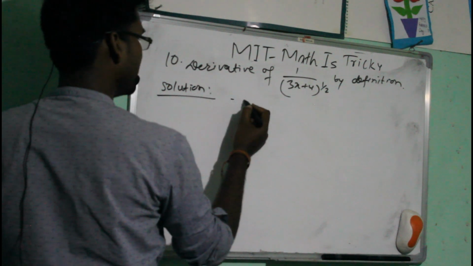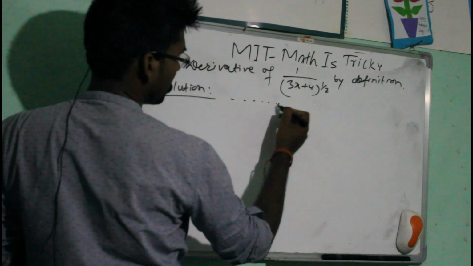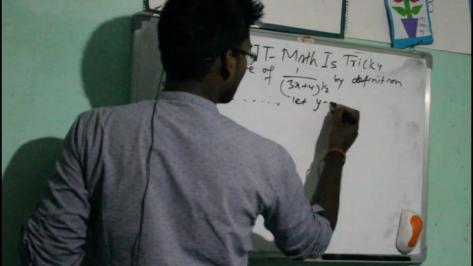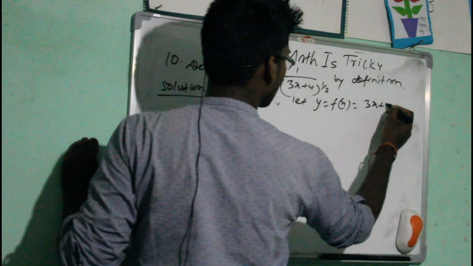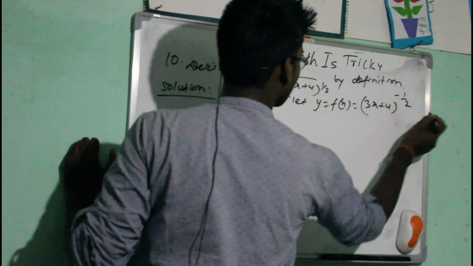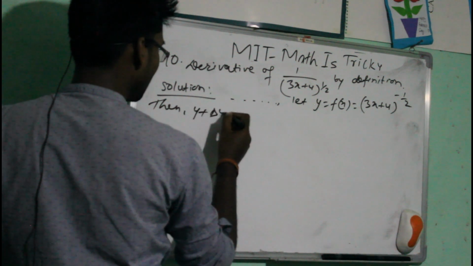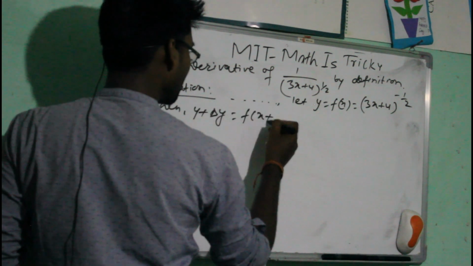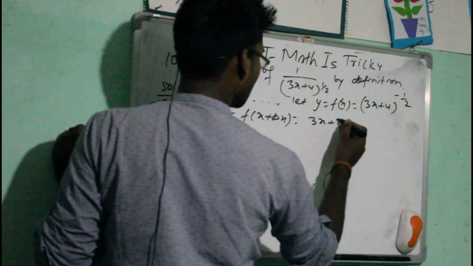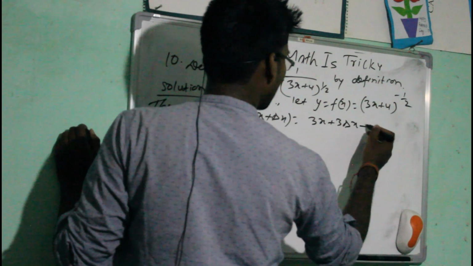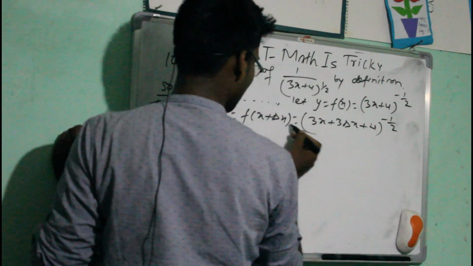First write the language by yourself, and you can see my previous videos for that. After that, write: let y equals f(x) equals the given function. So this is simply (3x plus 4) power minus 1 by 2. Then y plus delta y equals f of (x plus delta x), that equals (3x plus 3 delta x plus 4) whole power minus 1 by 2. I've just replaced x by x plus delta x.